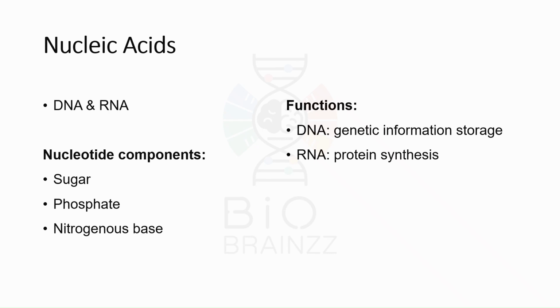Each nucleic acid is made up of basic units called nucleotides. A nucleotide consists of three components: a sugar, a phosphate group, and a nitrogenous base. DNA mainly stores genetic information, while RNA plays a crucial role in protein synthesis. Questions are often asked on structure and difference between DNA and RNA, so be clear on this.